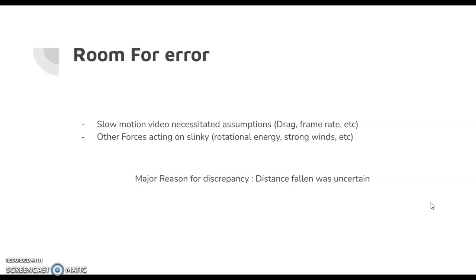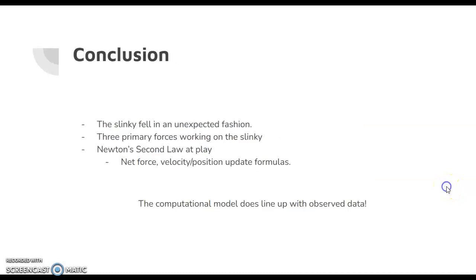This was a slow motion video, so it necessitated some assumptions. Some other forces that were acting on the slinky could have been rotational energy or a strong wind. And the largest reason for a possible discrepancy was that the distance that was fallen was uncertain. There was no point of reference in the video that I knew for sure was 1 meter.